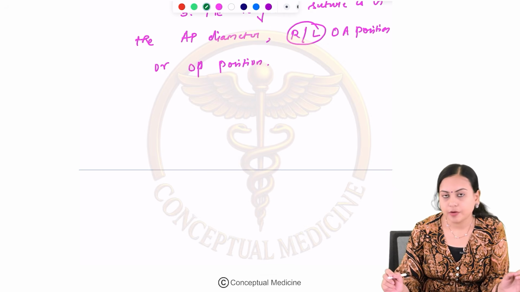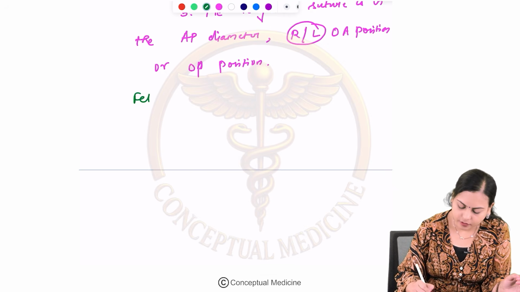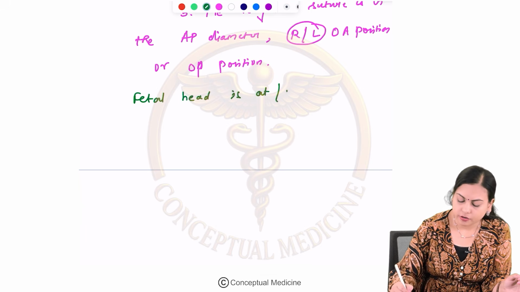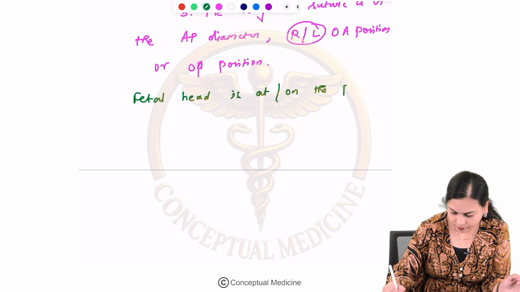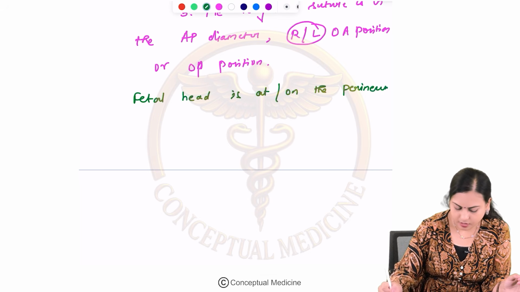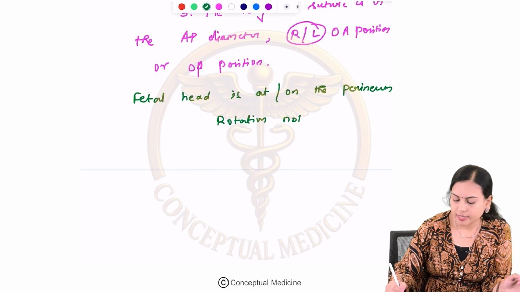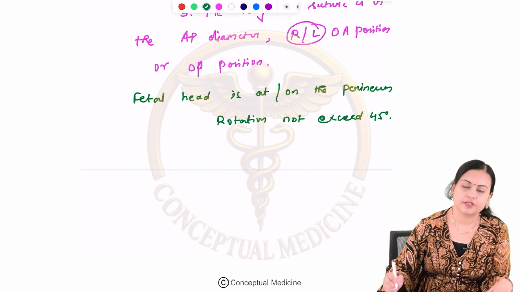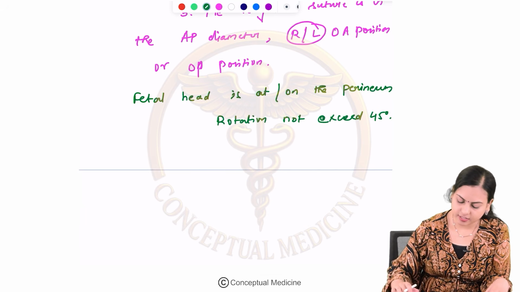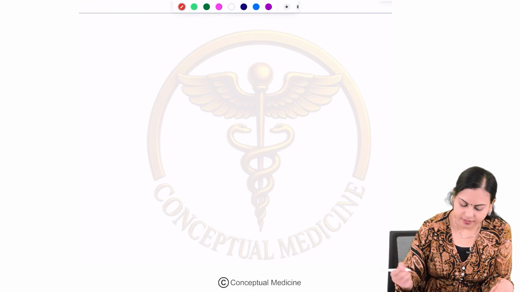Okay. And remember one important point: the fetal head is at or on the perineum and rotation does not exceed 45 degrees. Clear? Yes.